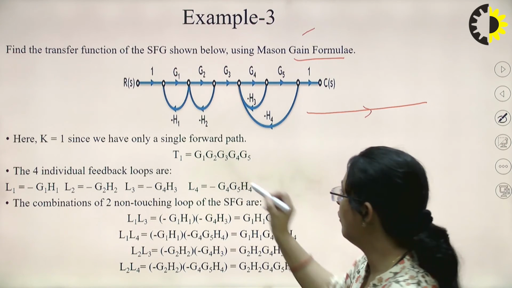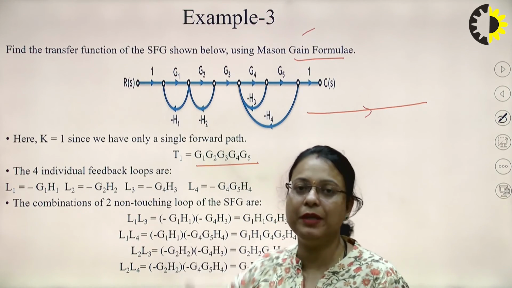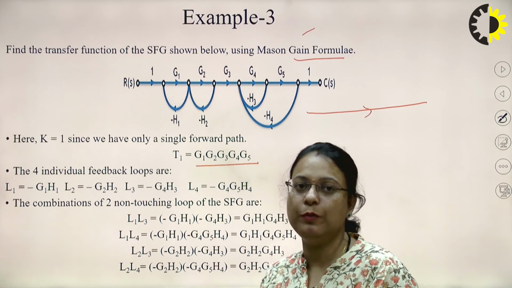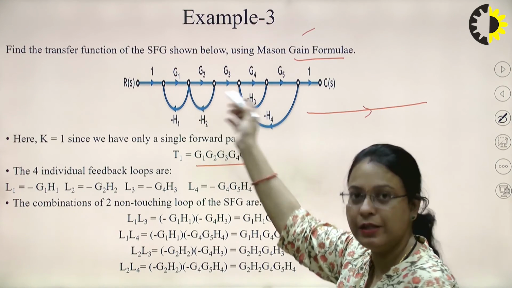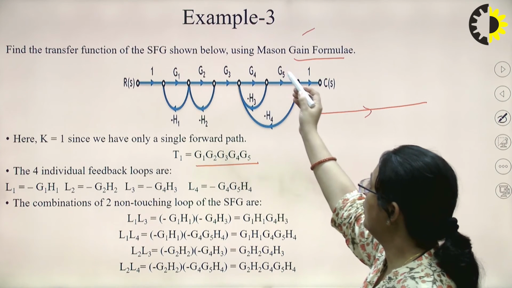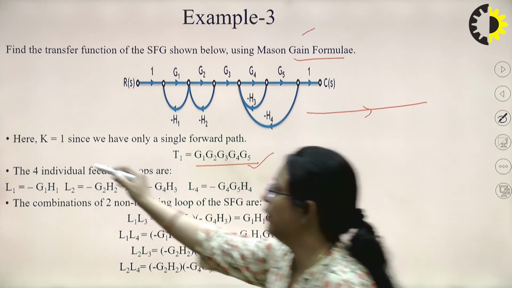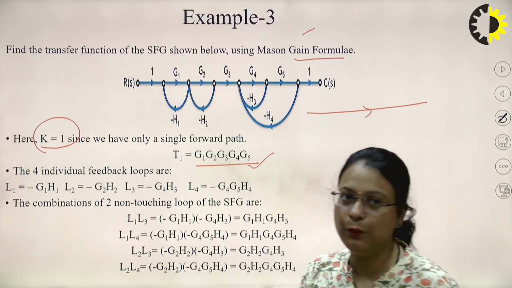Okay. So the forward path gain will be the multiplication of all the individual branch gains, which are included in this path. So it will be 1 into G1 into G2 into G3 into G4 into G5 into 1. So this will be the gain of the forward path. So here the value of i, or you can say k, will be 1, right?